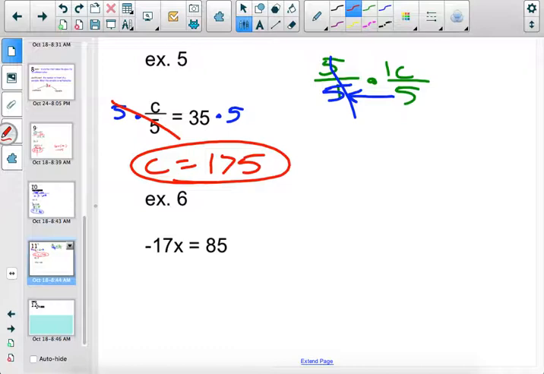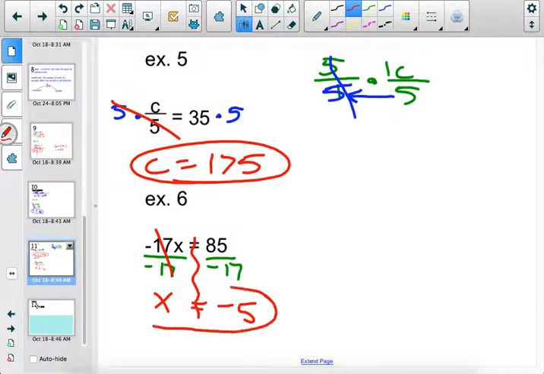What is the inverse of times by negative 17? I haven't had an example like this yet. Rebecca? Divide by negative 17, and this is why this works mathematically. When you divide by negative 17 on both sides, watch this. A negative divided by negative equals a positive 1x, and a positive divided by negative equals a negative 5. Do you see how it was negative?